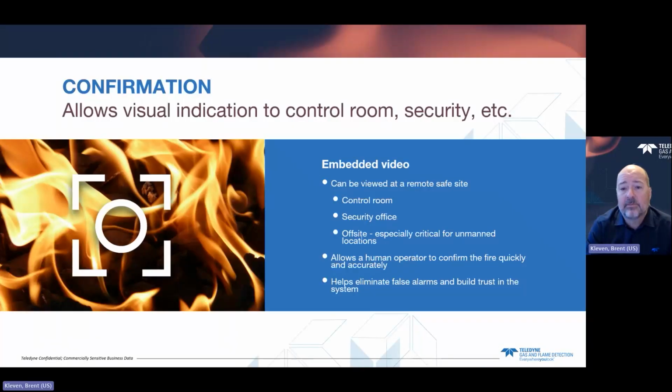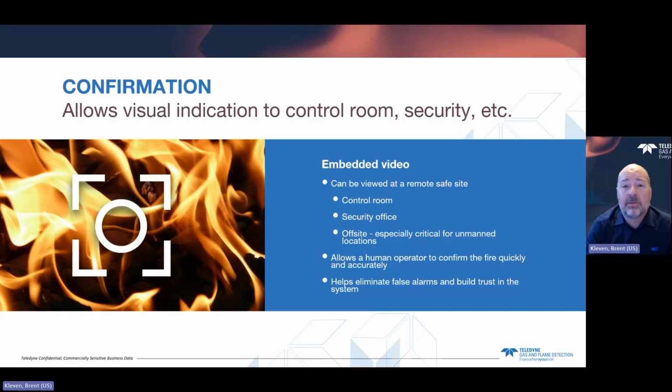So for that confirmation, we've got the option to put video in these infrared flame detectors, and that can be viewed at a remote site. That could be a control room, for example. So if we get a flame detection alarm, now a control operator can take a look at that. It could be a security office, and it could be off-site. We need to remember that many of these locations might be very remote, unmanned, with no one there. It could take quite a while to confirm if we had to send somebody out, which we don't want to do anyway. So now we can send that video back very, very quickly.